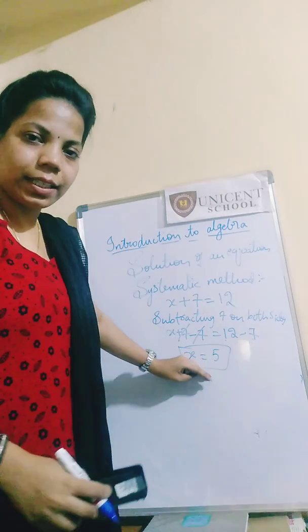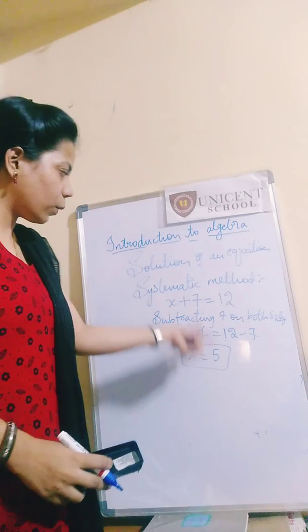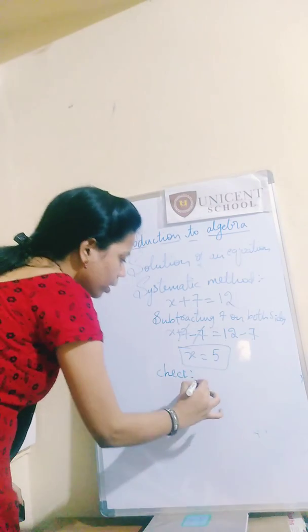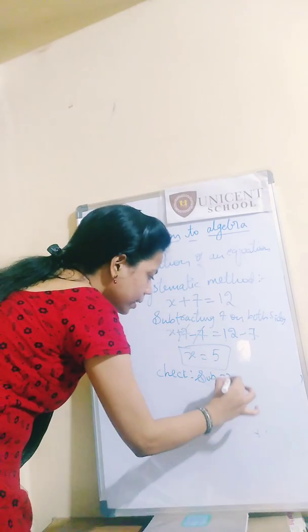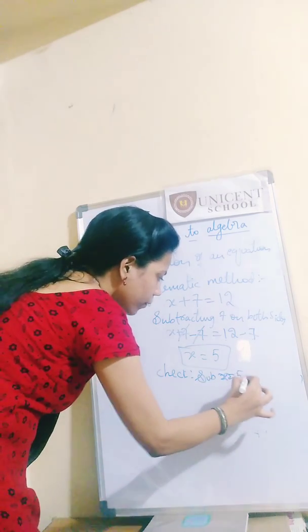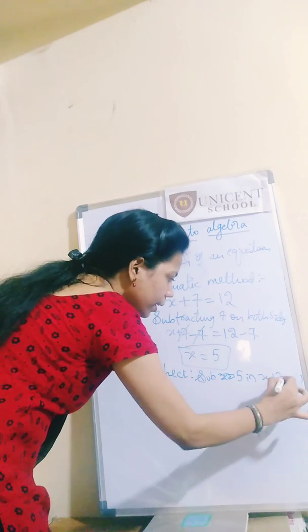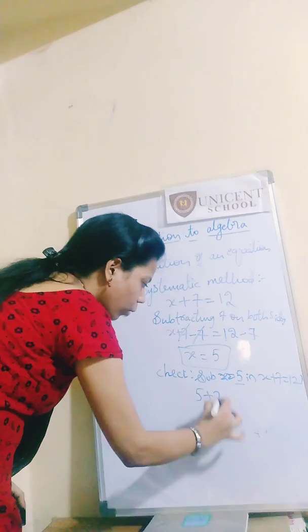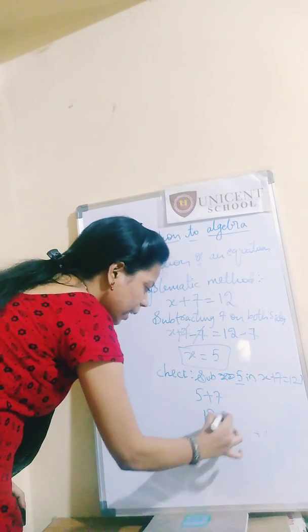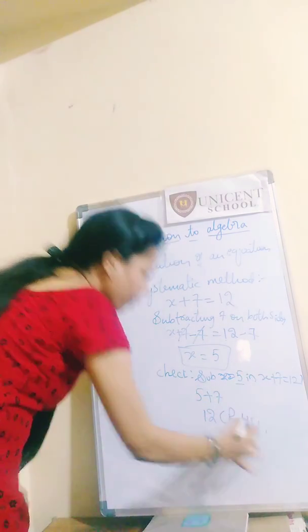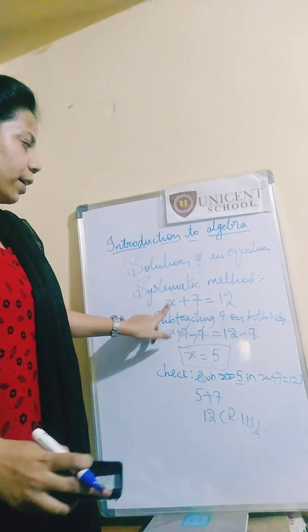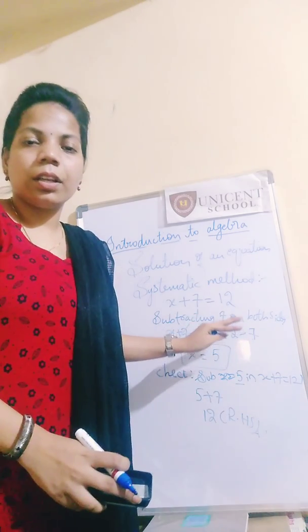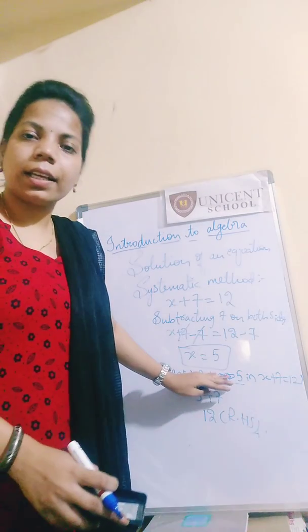So we can check this answer by substituting x is equal to 5 in this equation. See how we can check. Substituting x is equal to 5 in x plus 7 equal to 12. So 5 plus 7. What is 5 plus 7? 12, which is equal to RHS. When I substitute x is equal to 5 here, I got the RHS value. Therefore, LHS is equal to RHS. So the answer which we got is correct.